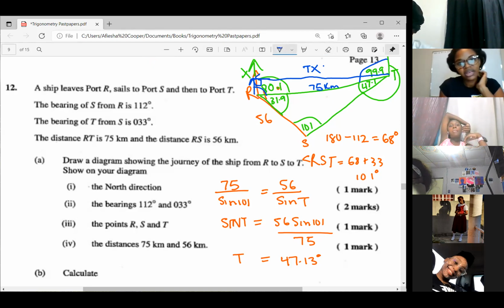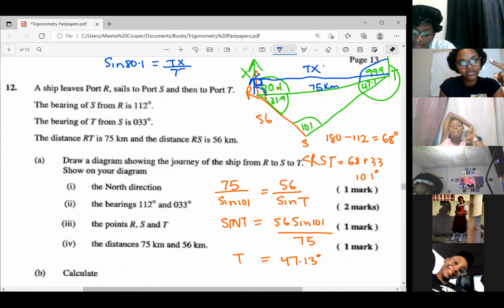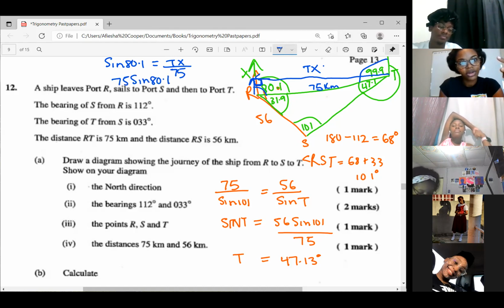Awesome. Because our line is opposite the right angle. So it's going to be sine theta: sine 80.1 is equal to opposite, which is TX, over 75. So that's going to be 75 sine 80.1 is equal to TX, which is how much?